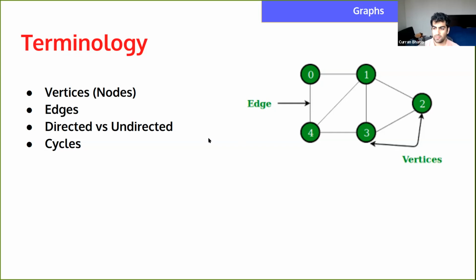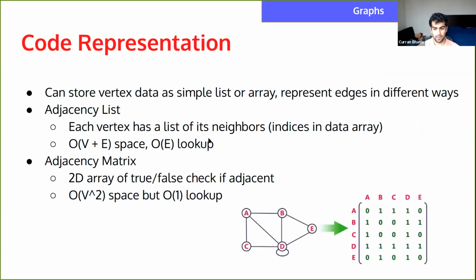So yeah, that's terminology. Okay, in terms of code representation. So yeah, generally you can store vertex data in a simple list or array and then represent edges in different ways. There's also an adjacency list, which is probably just a list of lists is the best way to think about it.